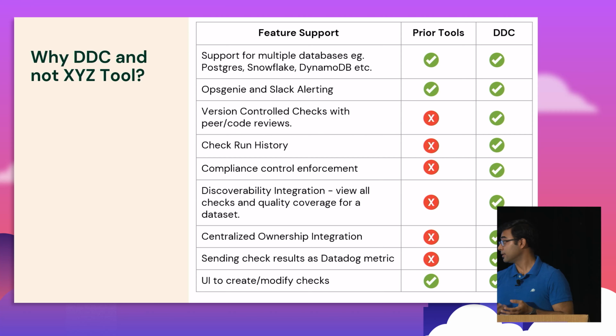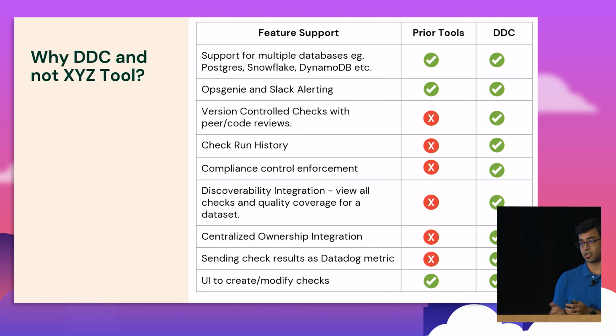So like I mentioned, we had a proliferation of tools. None of the tools were satisfying these particular requirements that I talked about, and some of the other requirements that are listed on the screen. At the very basic level, a data quality system should be able to support multiple database technologies that your company is running. In our case, it was primarily Postgres, Snowflake, Databricks, Dynamo, and ClickHouse.